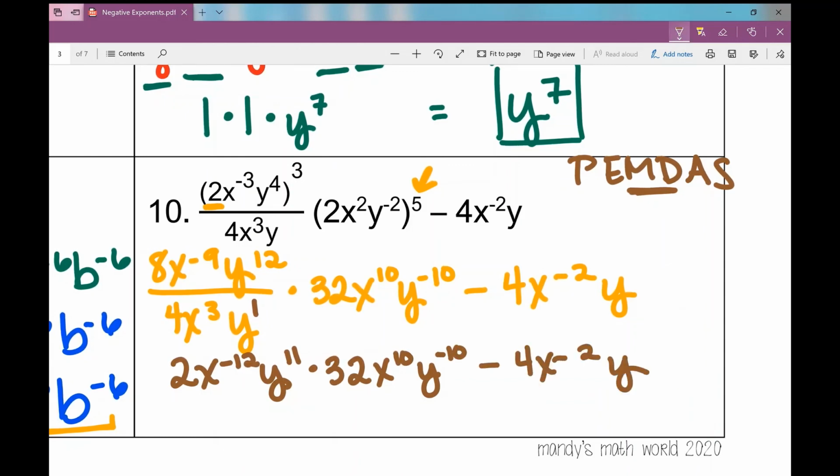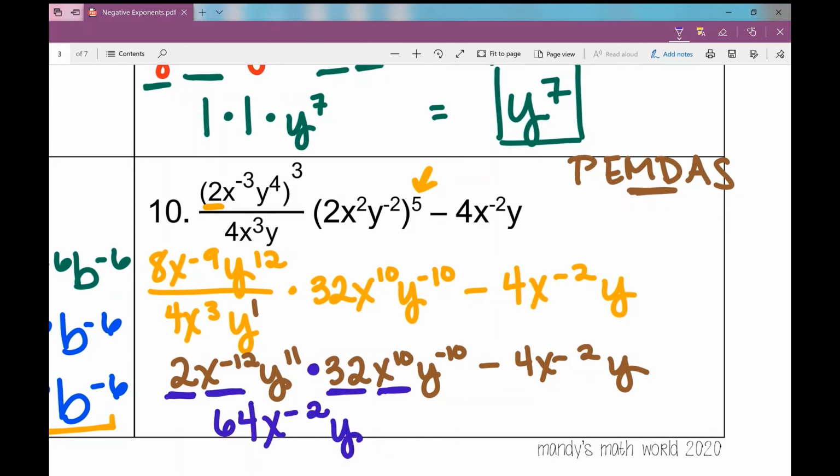Okay, I'm just going to change colors here again. So now I've got some multiplication and some subtraction. I need to do my multiplication first because that's what my order of operations tells me to do. What's 2 times 32? Remember, numbers then variables, 64. Then what do I do with my variables and their exponents? Since I'm multiplying, I'm going to apply my product rule. So x to the negative 12th times x to the 10th is x to the negative second power.